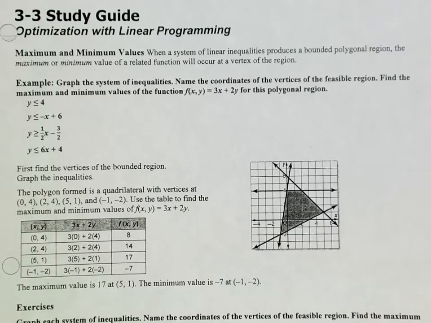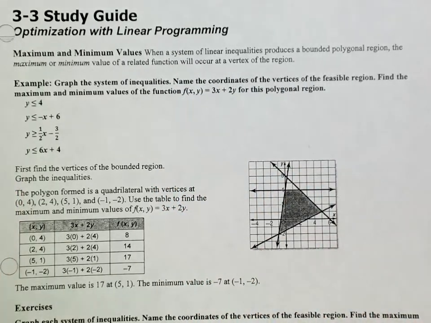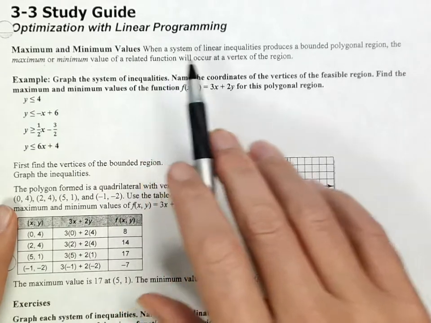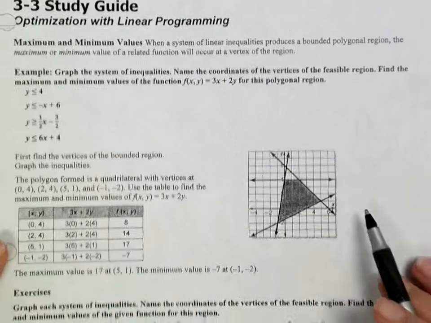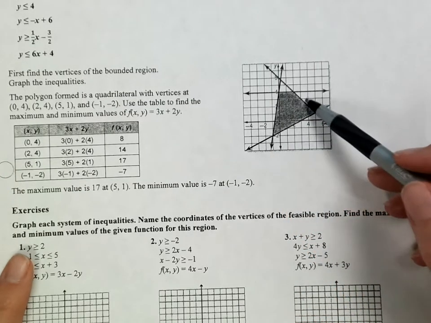All right, so we're looking at optimization and linear programming. The thing about optimization is whenever you have a system of linear inequalities that produces some kind of bounded region, and you have another function that's related to what makes that bounded region true, then the maximum or minimum value for that related function will always occur at one of the vertices of the region. It's never just going to be some random point in the middle that creates that maximum value. It's always going to be one of your corner points.